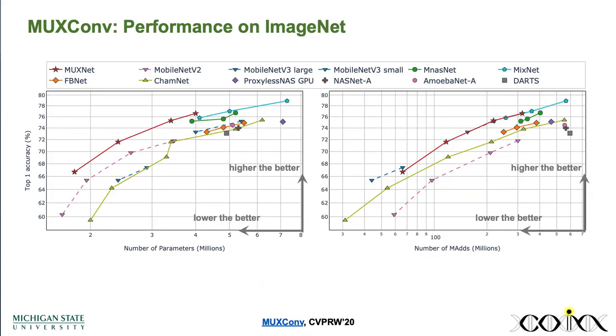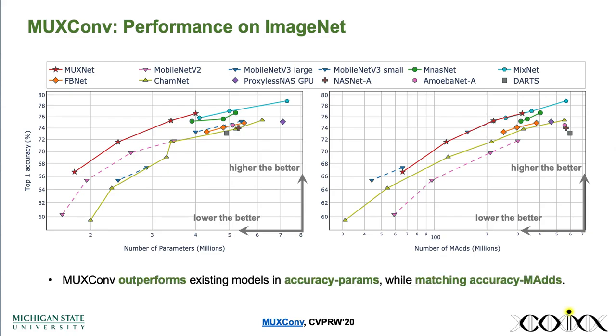We applied a search on ImageNet and showed the performance of the searched architectures. Here we compared the top-one accuracy with both model size in terms of number of parameters and model efficiency in terms of flops. We observed that our model, MUXNet, shown in red, outperforms previous models in parameters to accuracy while matching flops to accuracy with the current state-of-the-art in the mobile setting.